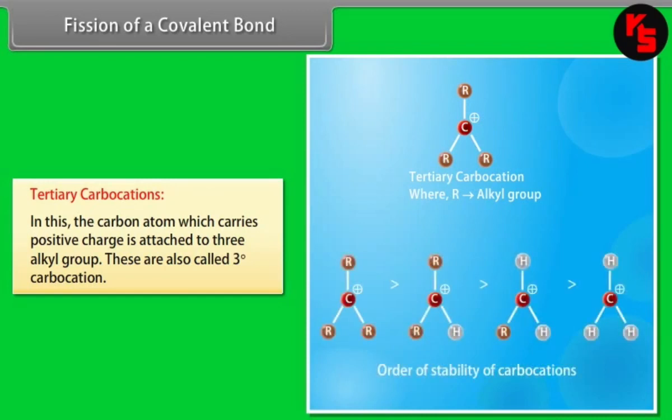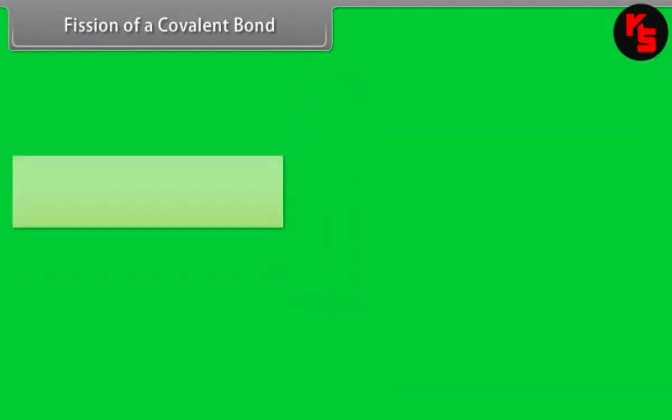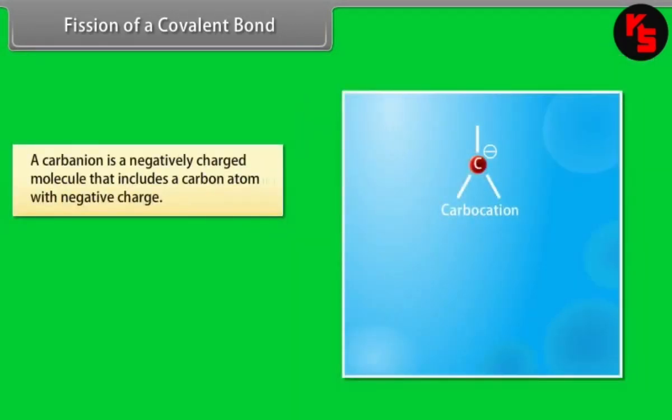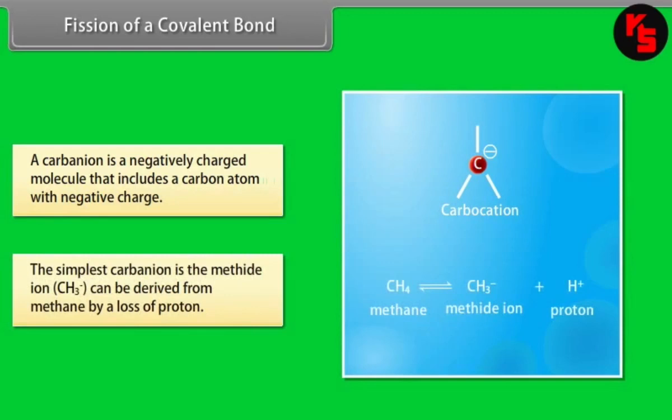Order of stability of carbocations is: a carbanion is a negatively charged molecule that has a carbon atom with negative charge. The simplest carbanion is the methide ion, which can be derived from methane by loss of a proton.